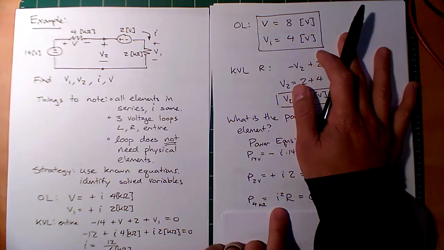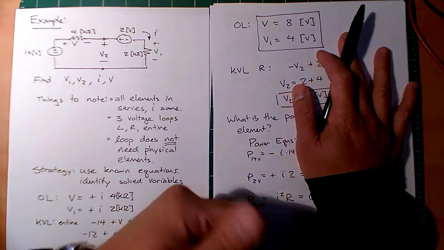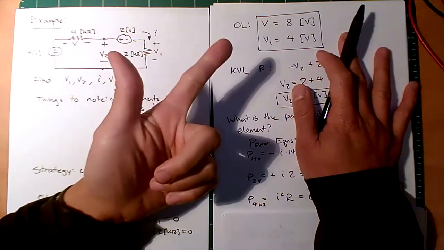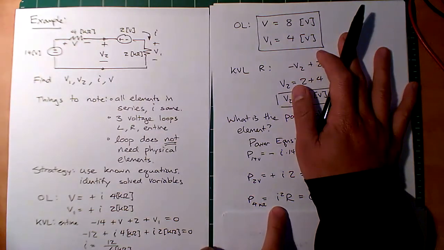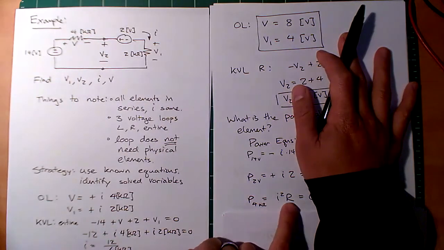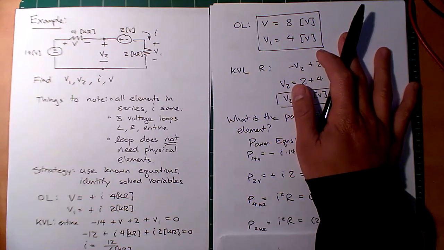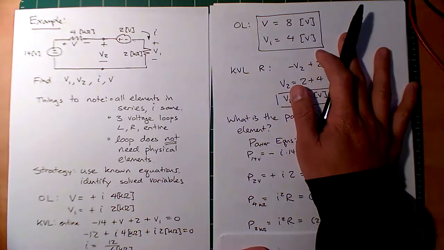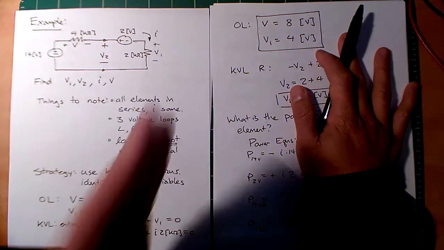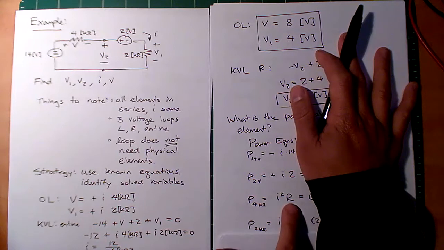We can use our I squared R formula. We could either use the I squared R, the V squared over R, or the IV for these two resistors. But because we know the I, we know the R, let's just use this one. I squared R, great. And then same with the 2 kilo ohm one, I squared R as well. So now we can just punch in the numbers. Now we have to be careful again. Look at how I wrote just the general formula, I squared R, I squared R. I gotta make sure that I use the correct R for each one, even though I use the same symbol.